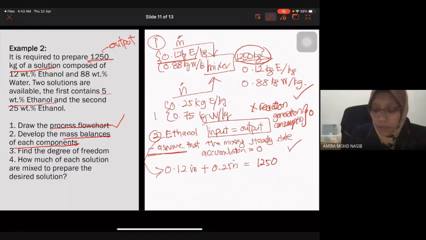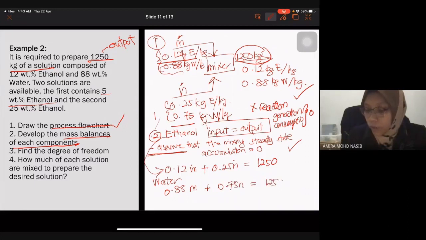So this is the first component, and the second component is water. So water is 0.88 m plus 0.75 n equal to 1250. Sorry, this one is 0.12, and this one equals 0.88. So these are your balances. I'm not going to solve to simplify this, but in your answer sheet you need to simplify.